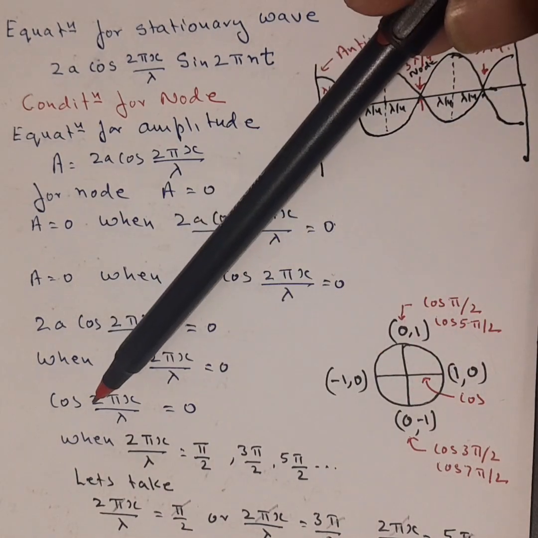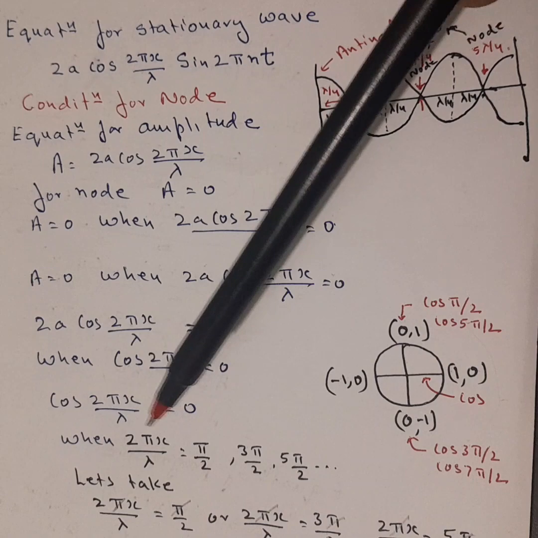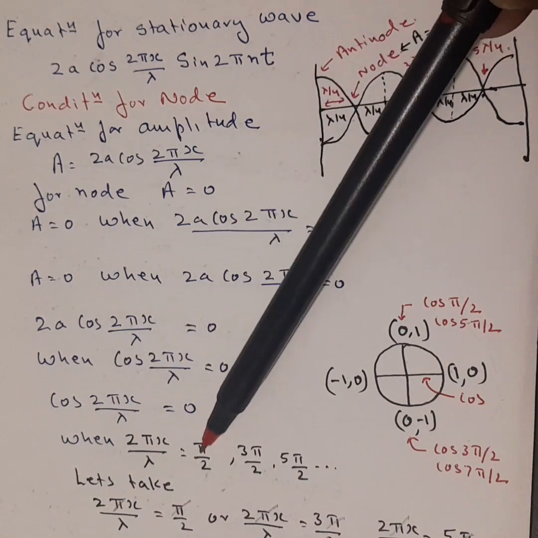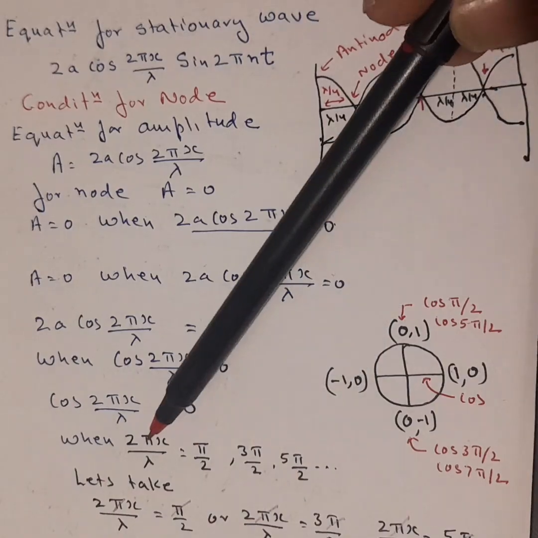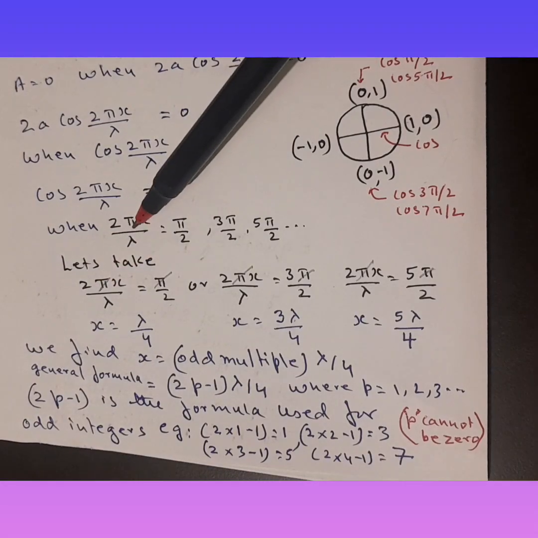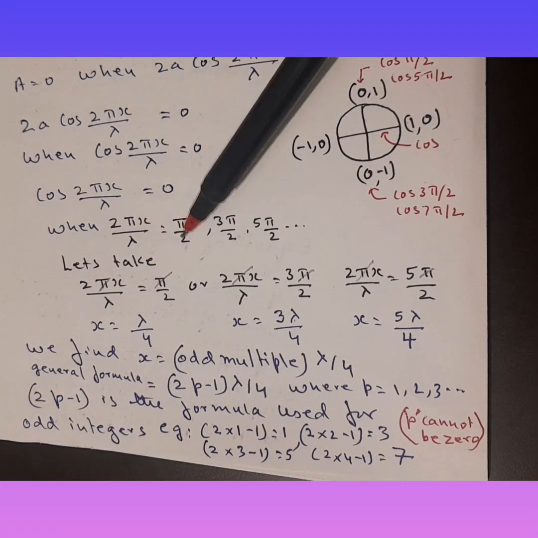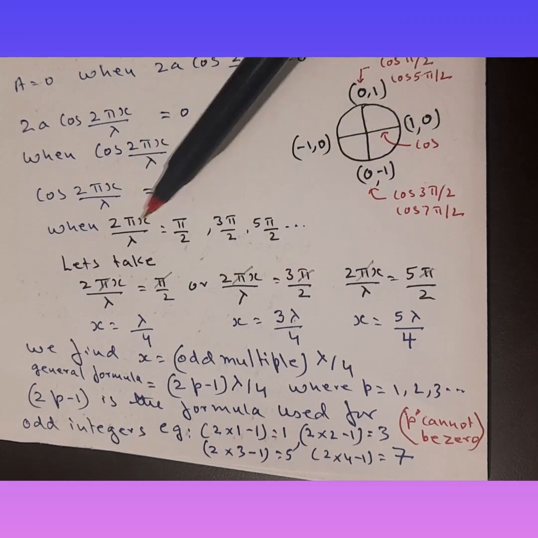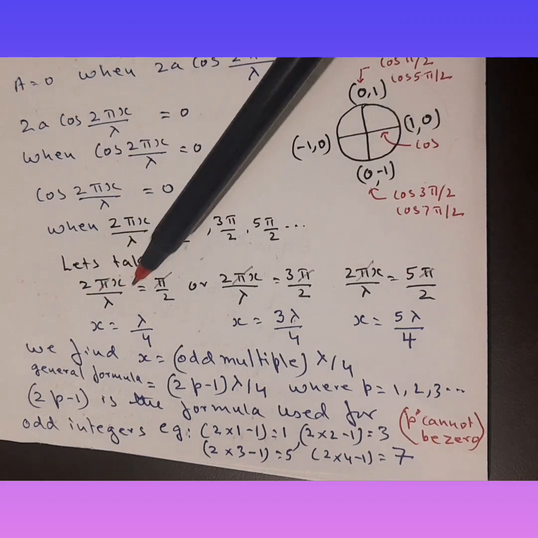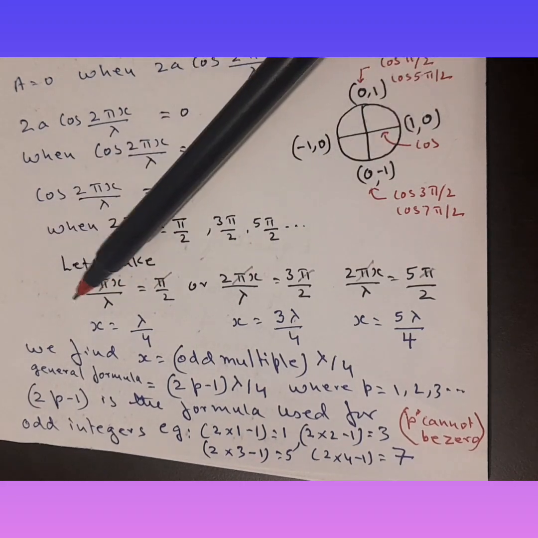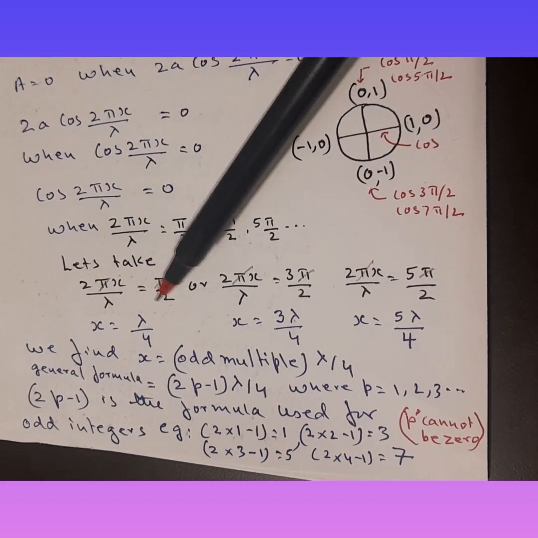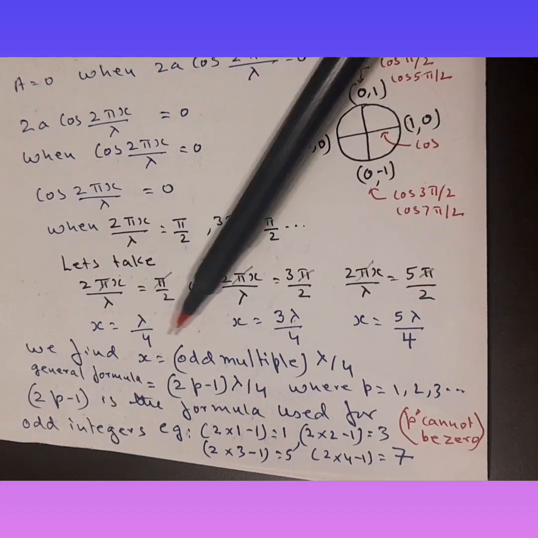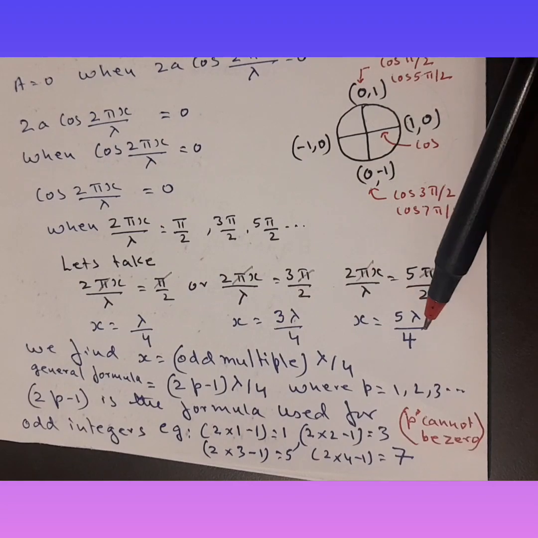So cos(2πx/λ) is equal to 0 at all these angles. So let us equate and see all this. This to this is this, this to this is this, and this to this is this. And this 2 cancels, 2 cancels, 2 cancels. So we get λ/4, 3λ/4, 5λ/4.